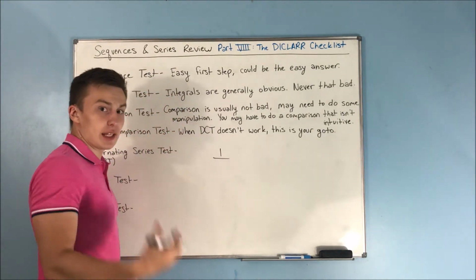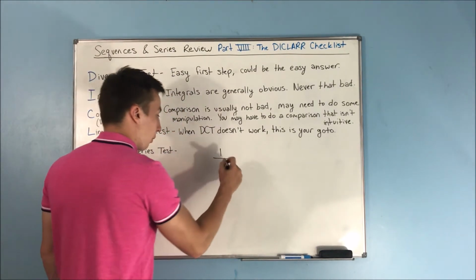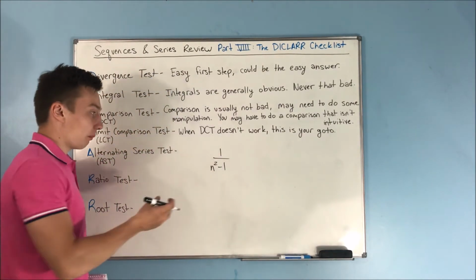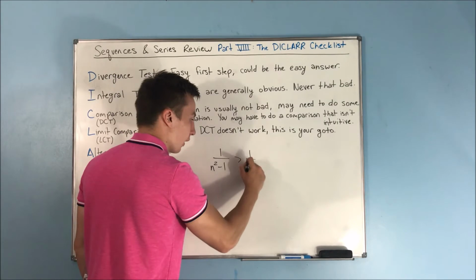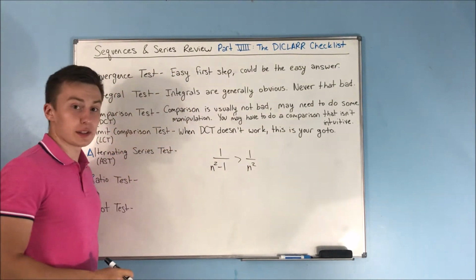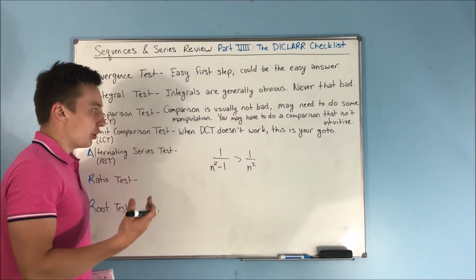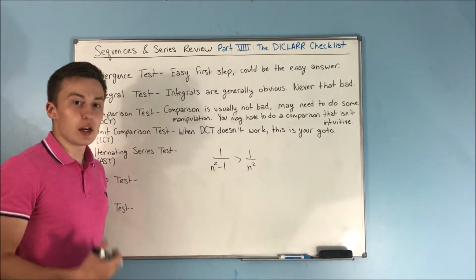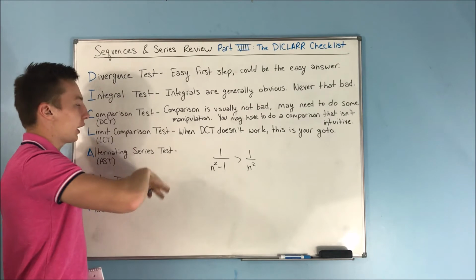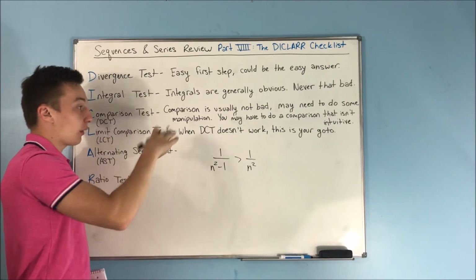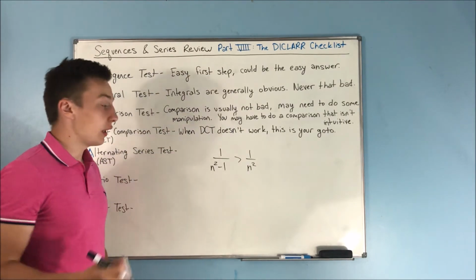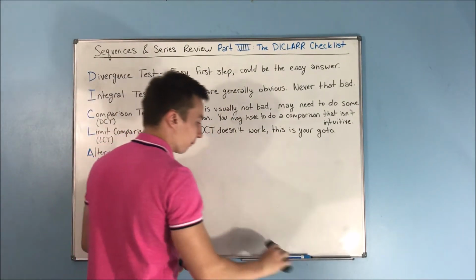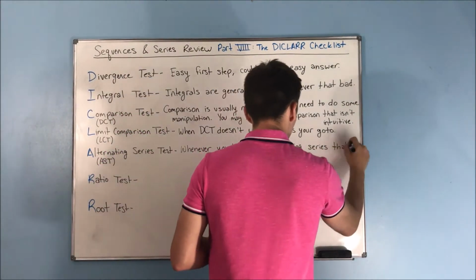For instance, I did the example a couple of videos back where we had 1 over n squared minus 1. Now here, this is greater than 1 over n squared because the denominator is smaller. Here you can't use a direct comparison test, but what you can do is use a limit comparison test. So I wouldn't give up on it. Just go through that checklist. If you haven't got your comparison down, maybe that limit comparison is where you'll actually be able to figure out if the series converges or diverges.